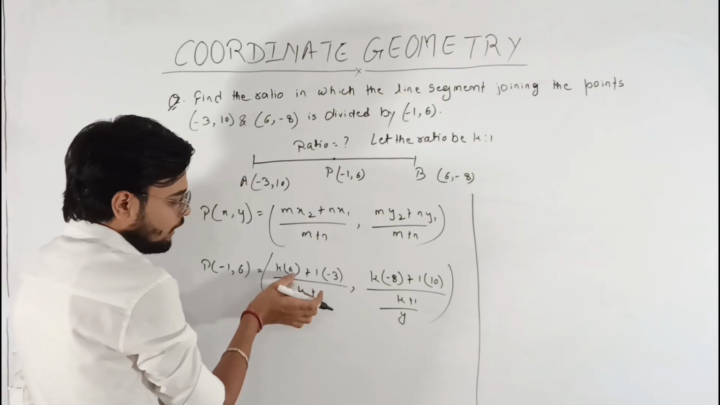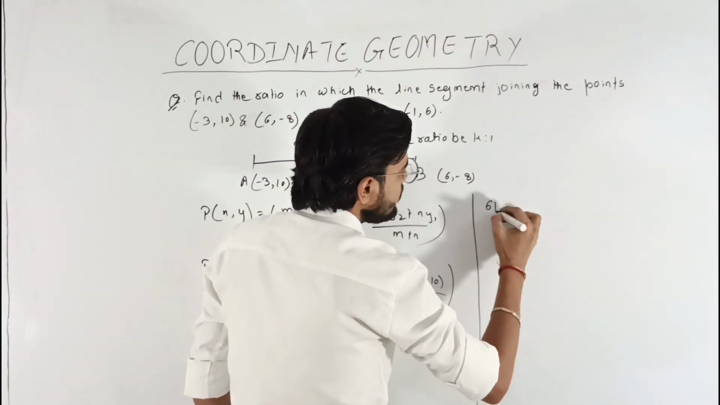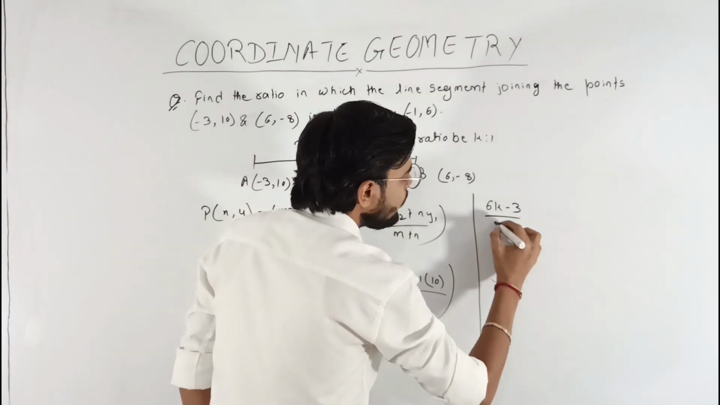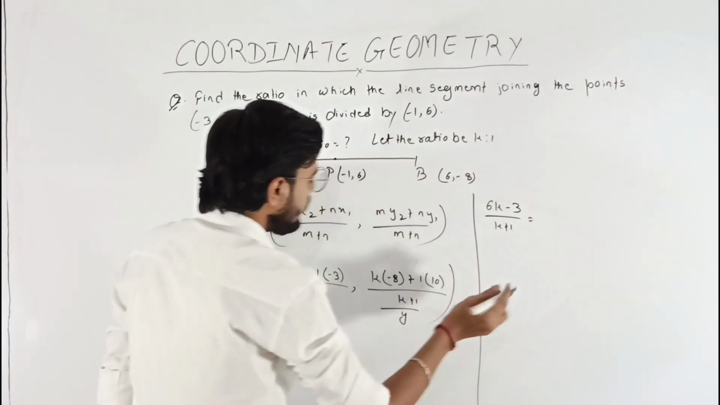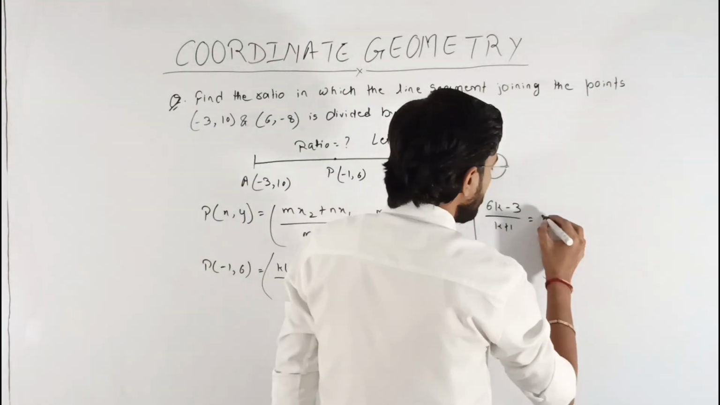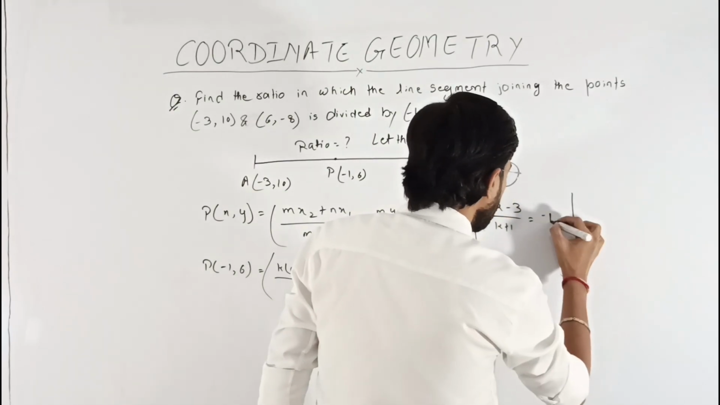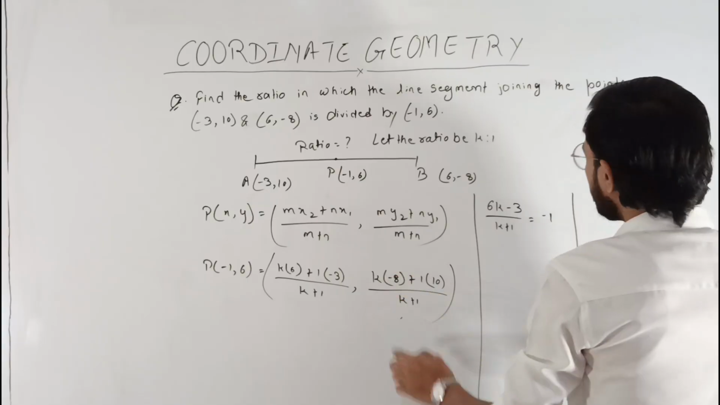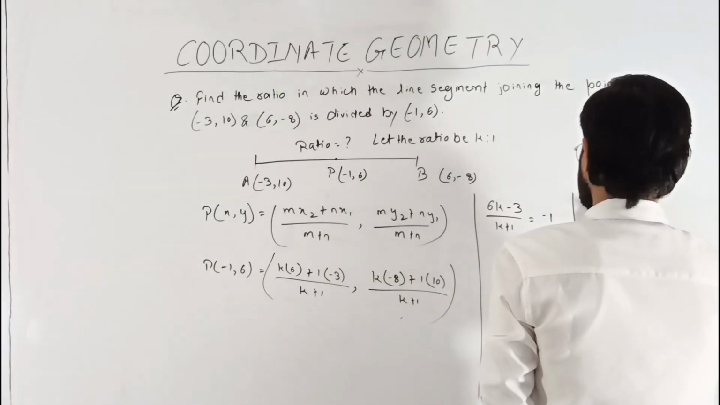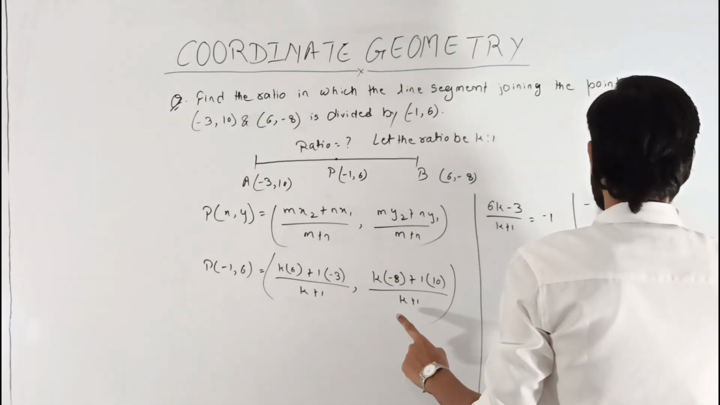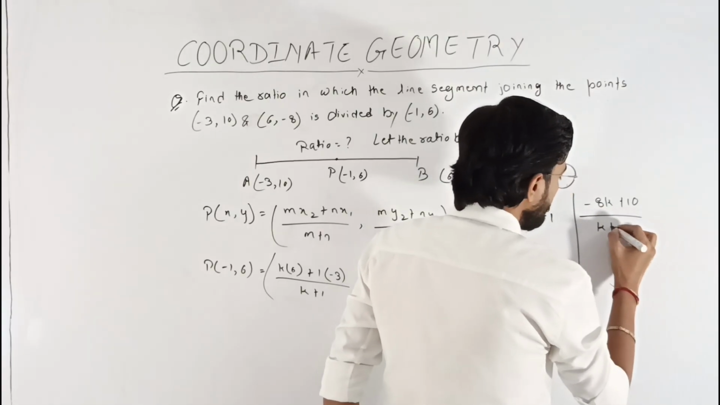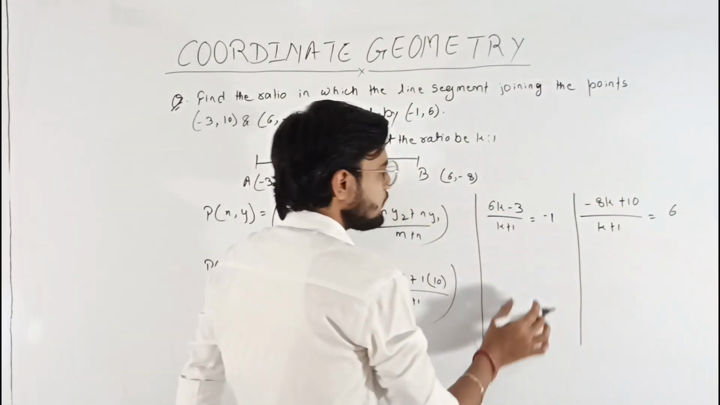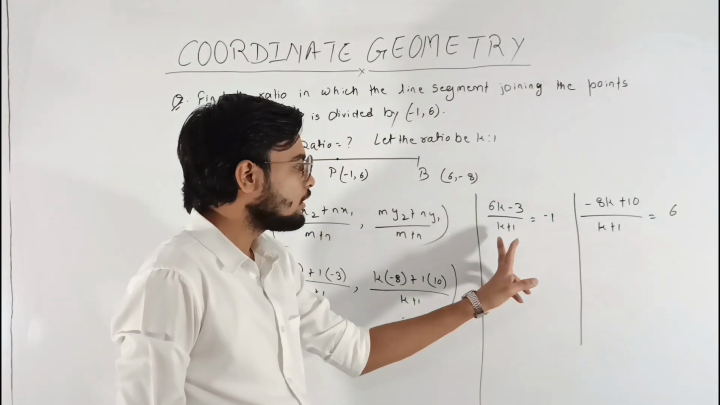The x coordinate is given as minus 1 and the y coordinate is given as 6. So calculating the x coordinate: 6k minus 3 upon k plus 1 is equal to minus 1. And for the y coordinate: minus 8k plus 10 upon k plus 1 is equal to 6. Now from these two equations we can find the value of k.